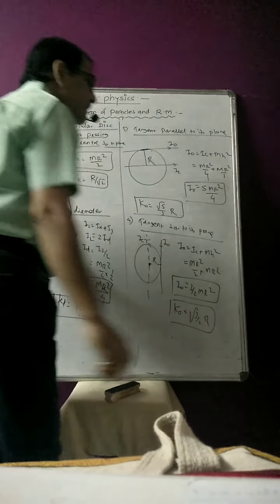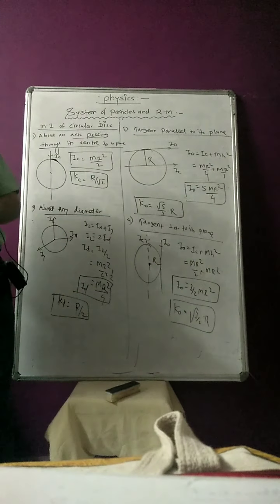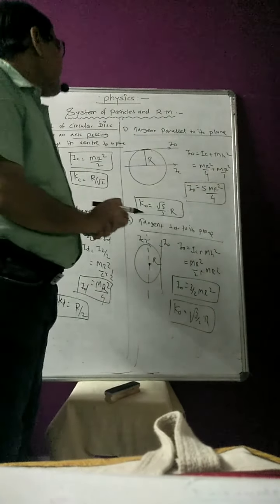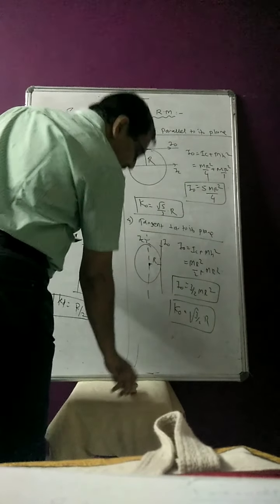So that will be the moment of inertia tangent to its own plane, root 3 by 2 times R. These are the moments of inertia about the circular disc that we have calculated.